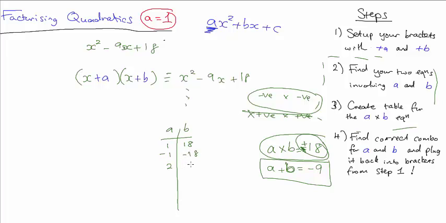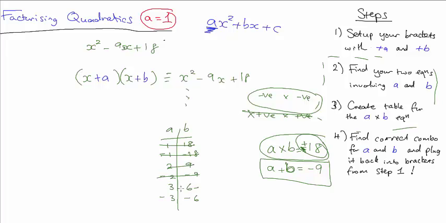There's also 2 and 9, minus 2, minus 9. There's 3 and 6, and minus 3, minus 6. There you go, that adds to give you 19, it's not that. That adds to give you minus 19, it's not that. This adds to give you 11, it's not that. It adds to give you minus 11, it's not that.